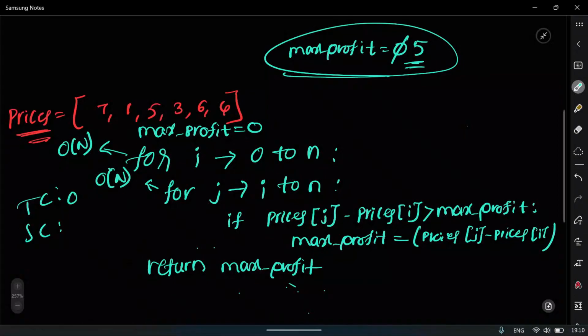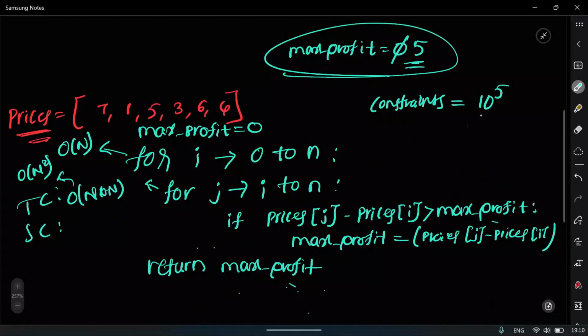Therefore it's a nested one, and we'll get a time complexity overall of order of n cross n, which is order of n square. But in the constraints of this problem, it is given that the maximum length of the prices array is 10 power of 5. But an order of n square solution is not feasible for this.